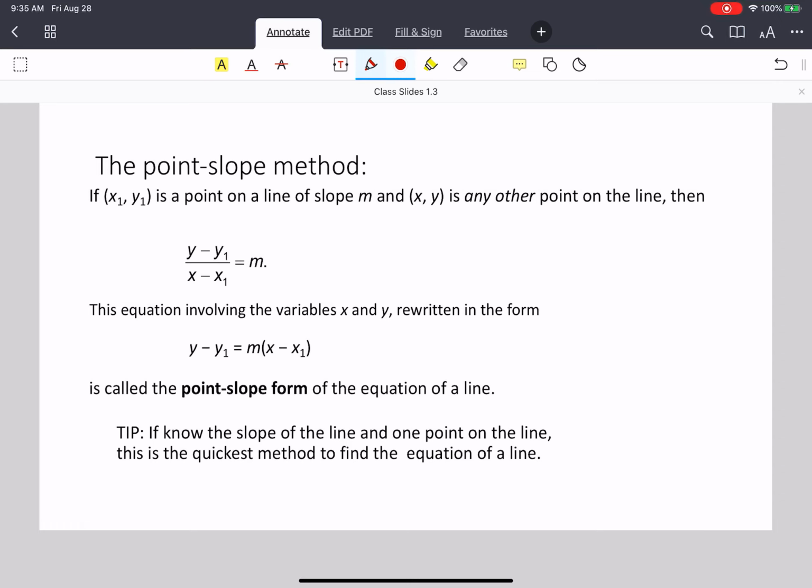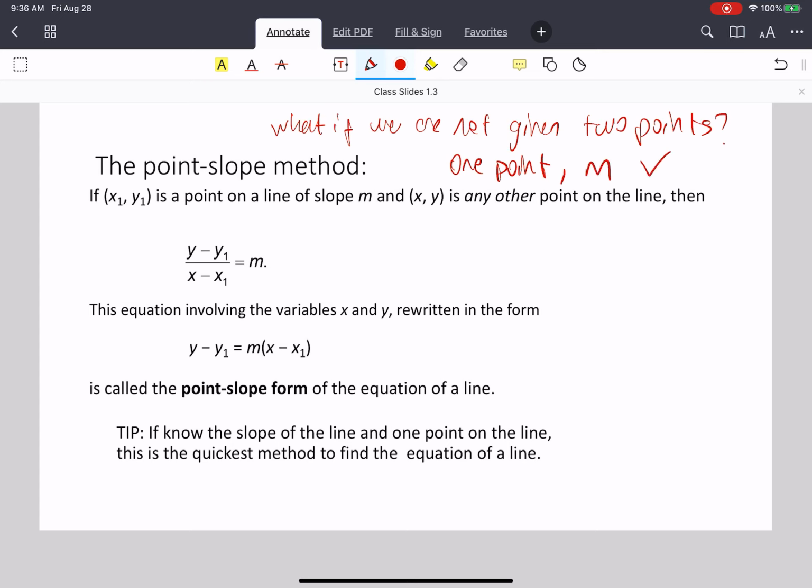So previously we talked about what to do when we're given 2 points. Okay, so the question is, what if we are not given 2 points? In other words, if we only know 1 point that a line passes through, could we find the equation? The answer is no. We need more than that. What we need is a slope. So if we know 1 point and slope, then we can find the equation.